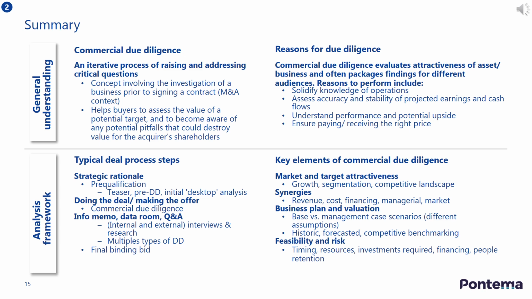In summary, commercial due diligence concerns the investigation of a business prior to signing a contract and allows the buyer to evaluate the attractiveness of an asset by an independent third party. The four main steps in commercial due diligence work look at the market and target attractiveness, synergies, checking the validity of the asset's business plan, and finally, assessing the feasibility and risks in an acquisition.